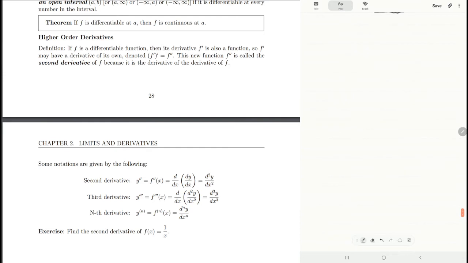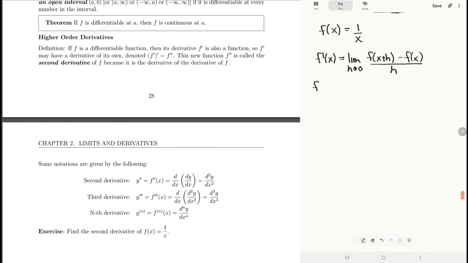So let's have a look at an example for finding a higher order derivative. So let's find the second derivative of the function 1 over x, or the reciprocal function. So in order to find the second derivative, we first need to find the first derivative. So let's find f prime of x. So by definition, this is the limit as h goes to 0 of f of x plus h minus f of x, all divided by h.